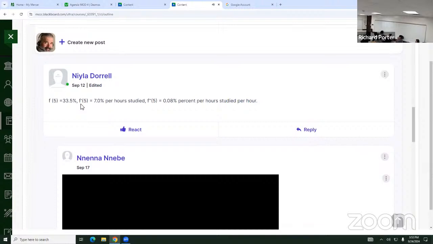F of 5 equals 70.5%. F prime of 5 equals 7.0% per hour studied. F double prime of 5 equals 0.08% per hour studied per hour.